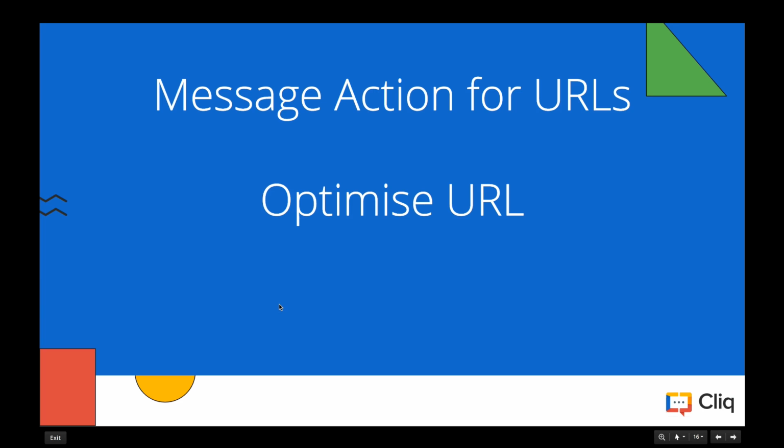The last and final message action would be to try an action on a URL. Our example here is an optimize URL message action. For this, we will be using the Google URL Shortener API in the Invoke URL task and try to shorten any URL or link that is shared in the chat.